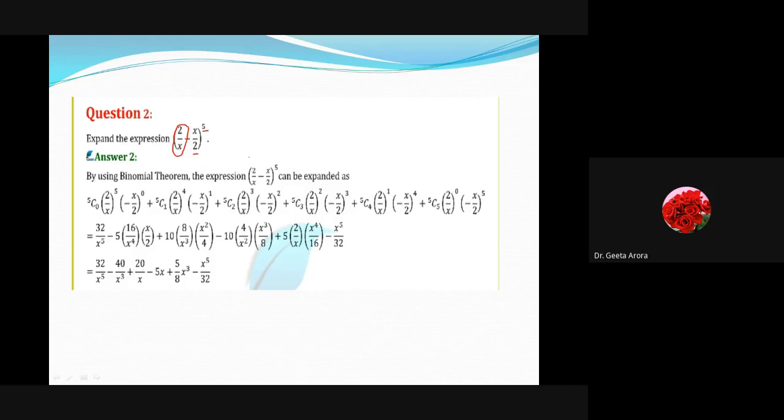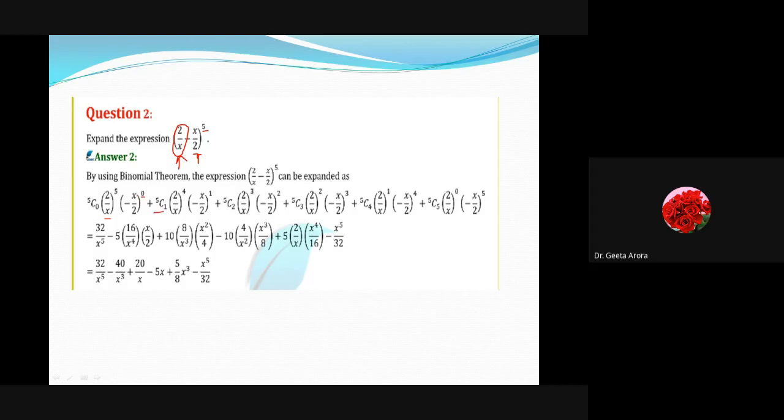So here, if we start with x minus y raised to power 5, the formula is going to start with nc0, which means 5c0. The first one is 2 by x. Whatever the first term is, we have to take this as x in my formula, and the second one is y in the formula. So if I write nc0, meaning 5c0, x raised to power 5 and y raised to power 0.